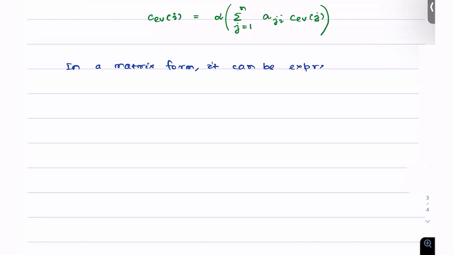It can be expressed as CEV, which is an n cross 1 vector, equal to alpha times A transpose times the CEV vector again. So what is this term alpha? Where does it come from? What should be its value? Let's try to understand why exactly, first of all, it is known as the eigenvector centrality. And once we understand that, then we can easily calculate what the value of alpha should be.